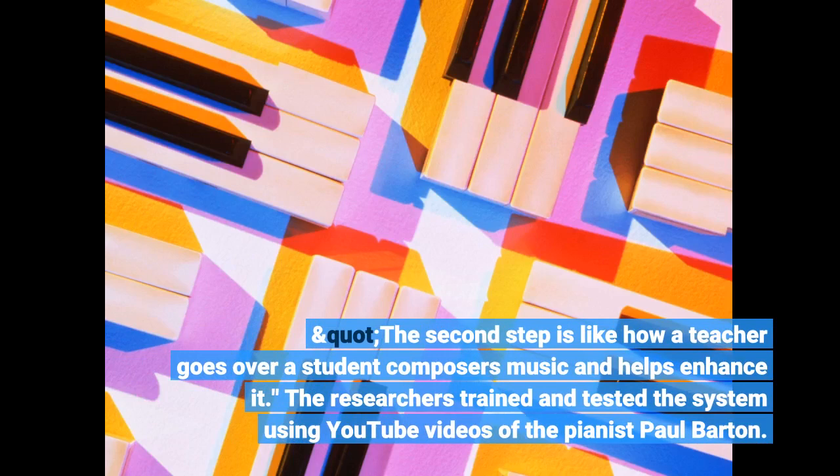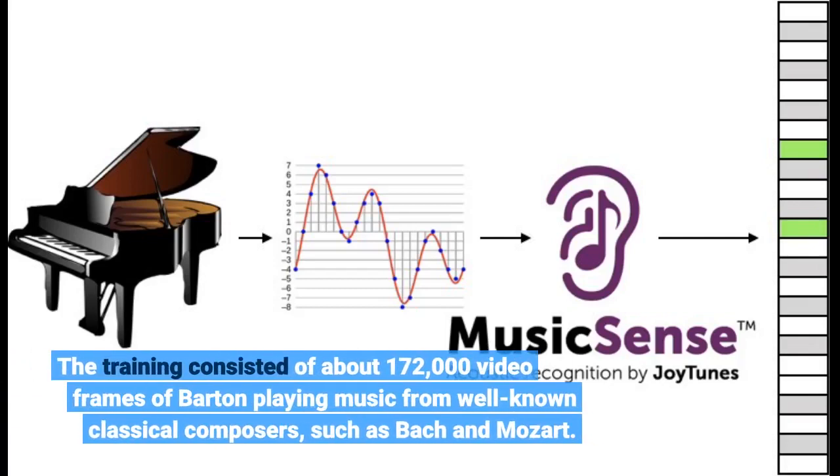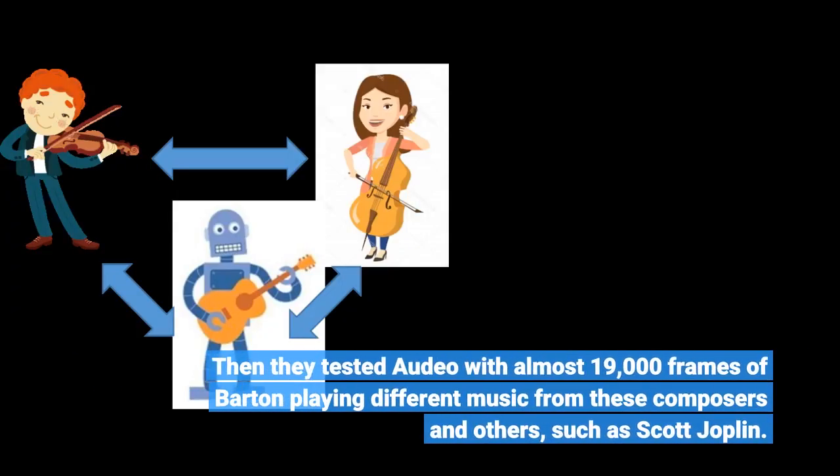The researchers trained and tested the system using YouTube videos of the pianist Paul Barton. The training consisted of about 172,000 video frames of Barton playing music from well-known classical composers, such as Bach and Mozart. Then they tested Audeo with almost 19,000 frames of Barton playing different music from these composers and others, such as Scott Joplin.